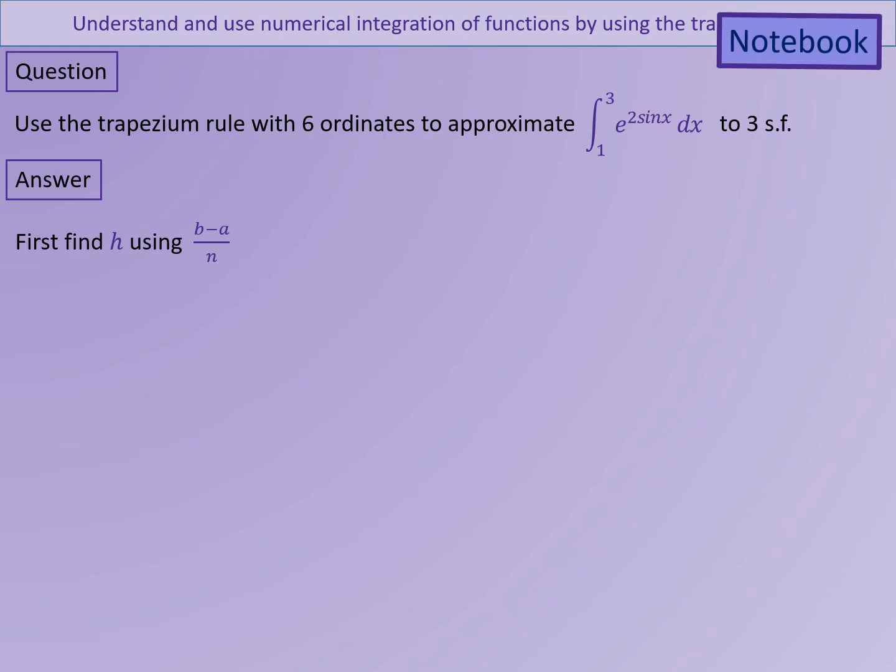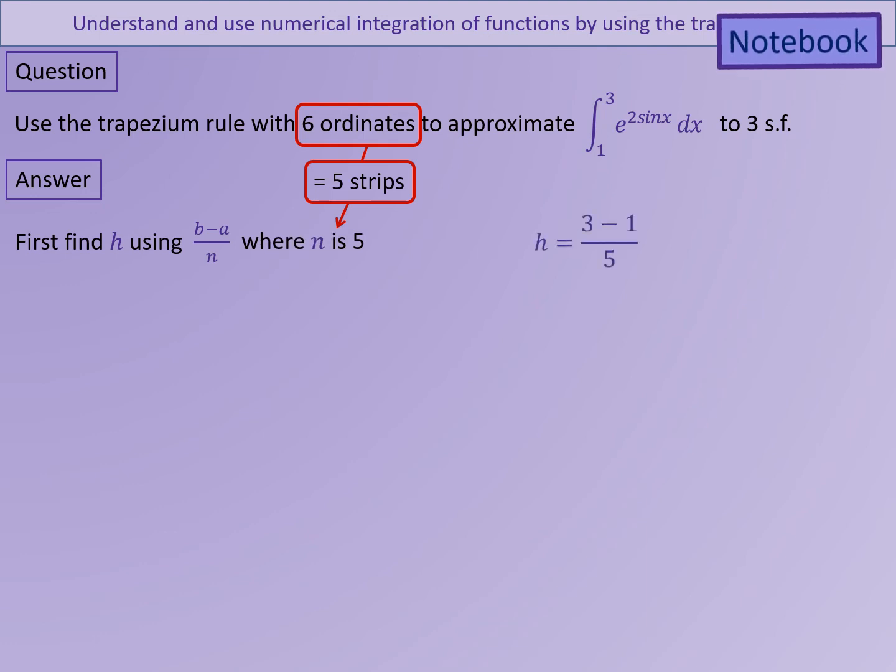So first thing we're going to do is find out what the value of h is going to be. Remember that h is the width of each of the strips. So 6 ordinates tells us there's going to be 5 strips, so n will be 5. The difference between a and b, the endpoints, is 3 minus 1, so 2, and we're going to divide that by 5. So that gives us 0.4. This means that there's going to be a width of 0.4 for each of the trapeziums.